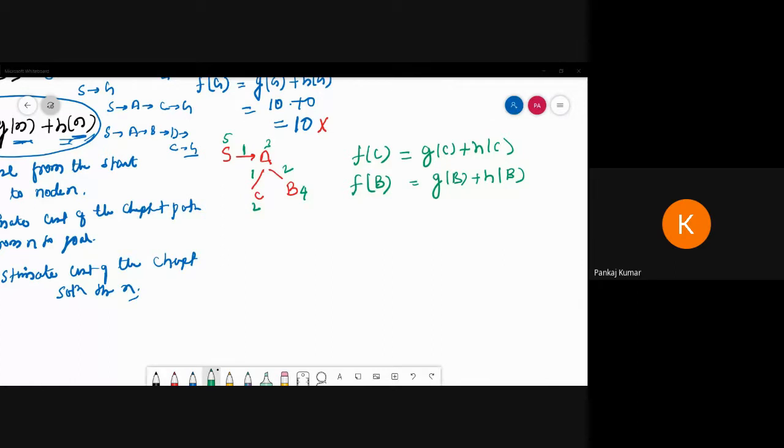So is it clear? Does anyone have any doubt regarding how to calculate the function?